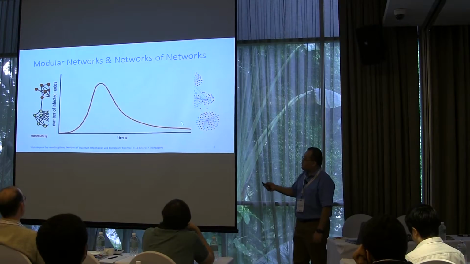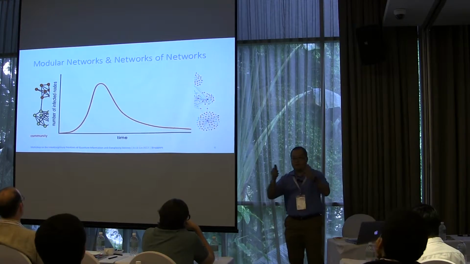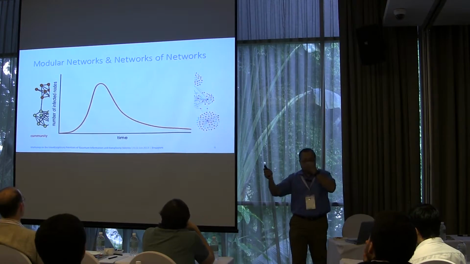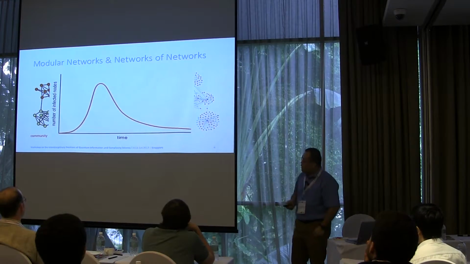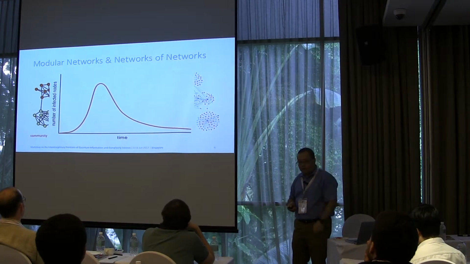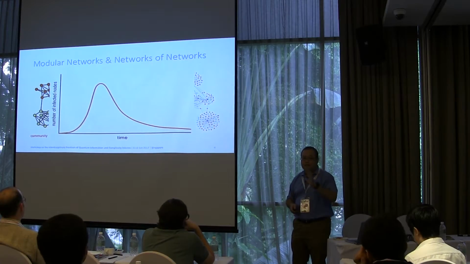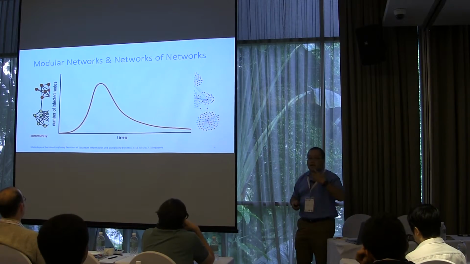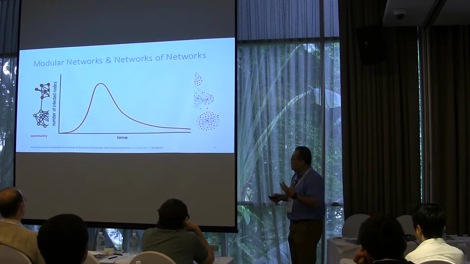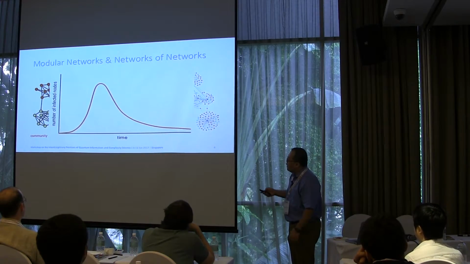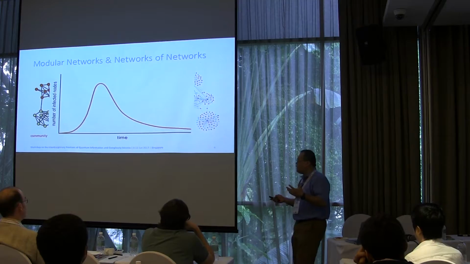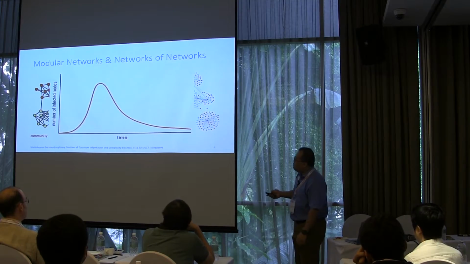Now, what happens when you put dynamics on top of modular networks? Okay, so this is what will happen if you have just a random network. If you take a bunch of nodes and you connect them randomly, and then you put the SIR model on top of it, you get an infection curve that looks somewhat like this. A typical kind of infection curve that you see in, let's say, the flu epidemic, and maybe more recently, the Zika infection.